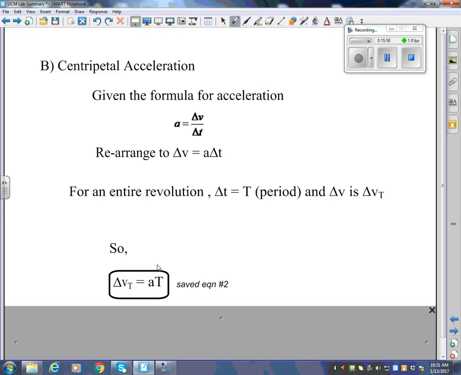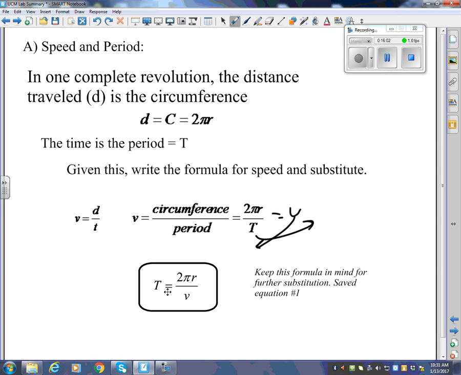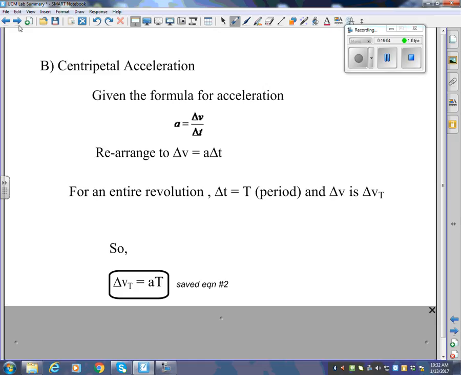Does the big T in saved equation number 2 equal the big T over here? Guess what's coming? Eventually, right?